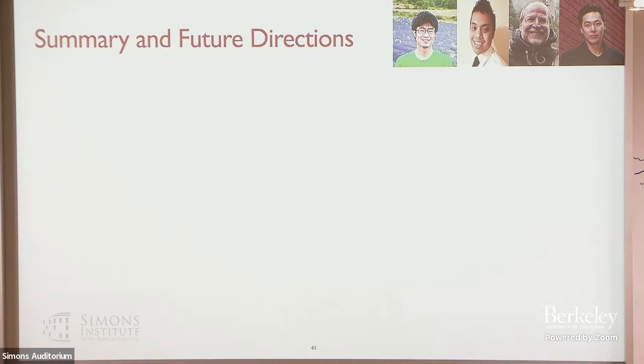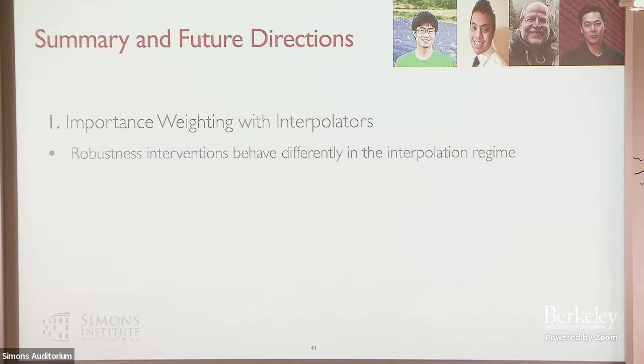Okay, so I finally want to end with just a summary and highlight some open questions. Firstly, we talked about importance weighting and interpolation. We saw that robustness interventions tend to behave in weird ways in the interpolation regime, and it's interesting to design algorithms that work in this regime. Also, sometimes the solutions can be non-intuitive, like in this case, we had to have weights that were exponentiated and needed loss functions that were biased.